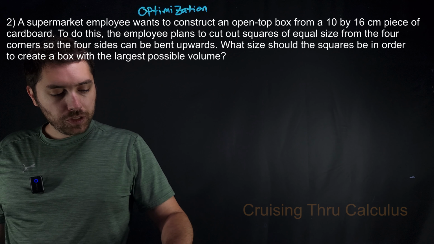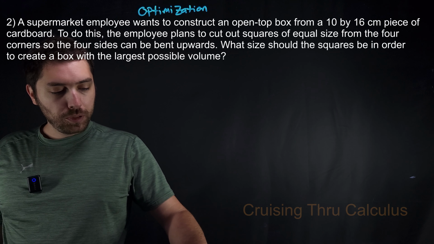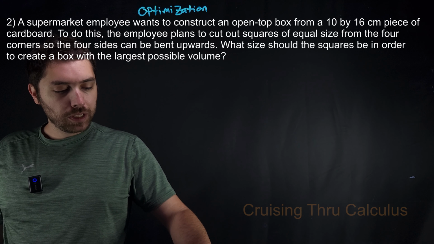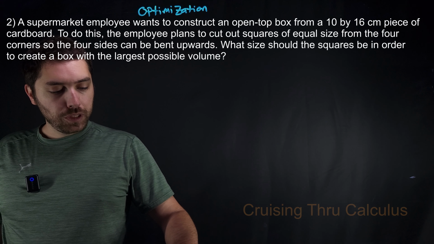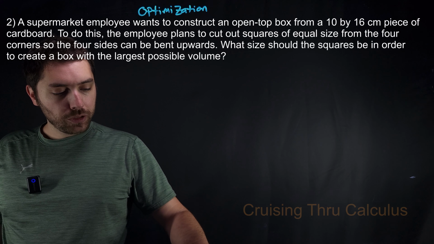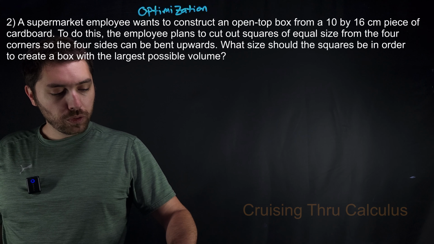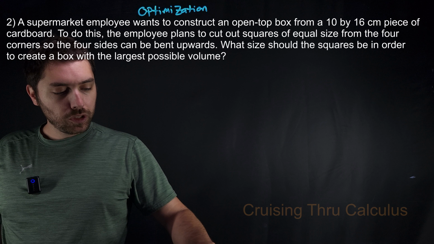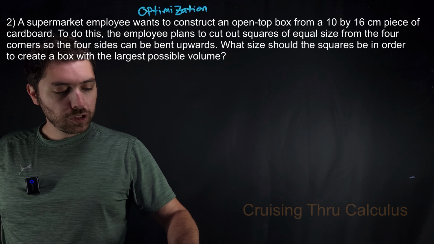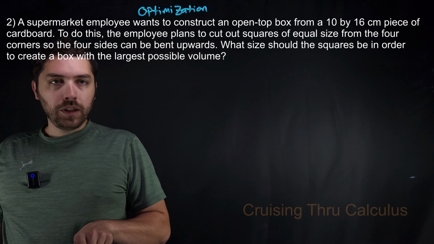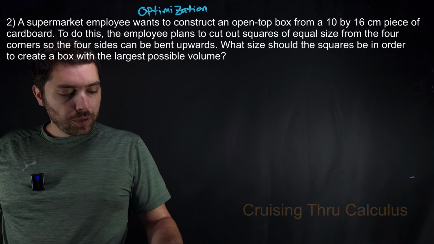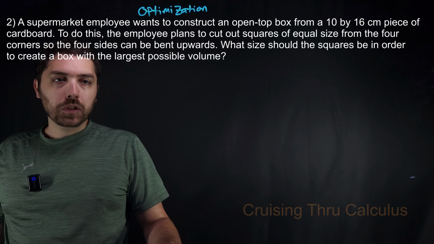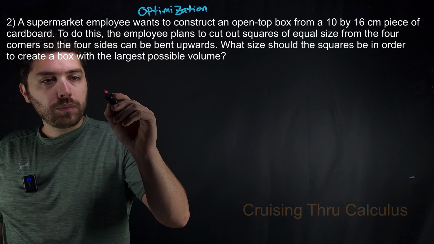Our next problem says, a supermarket employee wants to construct an open top box from a 10 by 16 centimeter piece of cardboard. To do this, the employee plans to cut out squares of equal size from the 4 corners so the 4 sides can be bent upwards. What size should the squares be in order to create a box with the largest possible volume? All right, this is a classic question that comes up all the time in optimization problems. So let's first start by drawing a picture.